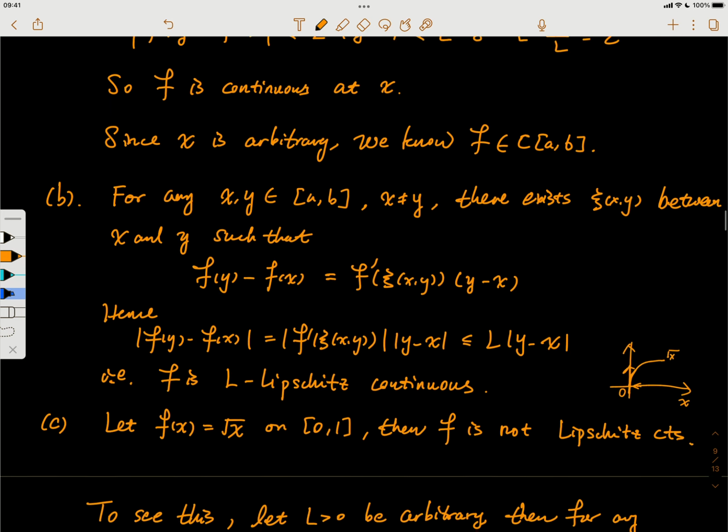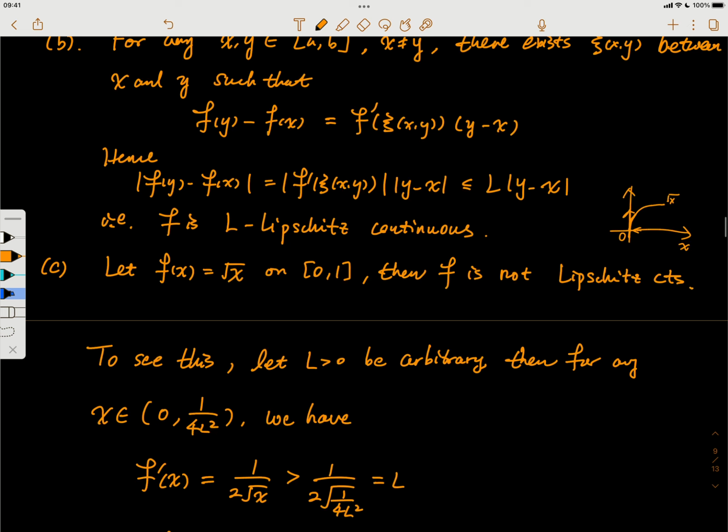So to show that it's not Lipschitz continuous, let's name any number L, any positive number. Then for this number, let's think about a point in the interval 0 to 1 over 4L squared. So this is a positive number. It could be very small because L could be large. So for any point between 0 and this 1 over 4L squared, we take the derivative of f and evaluate at that point.